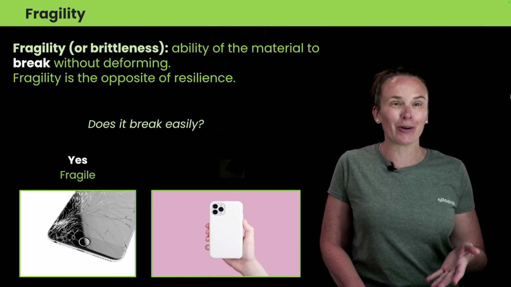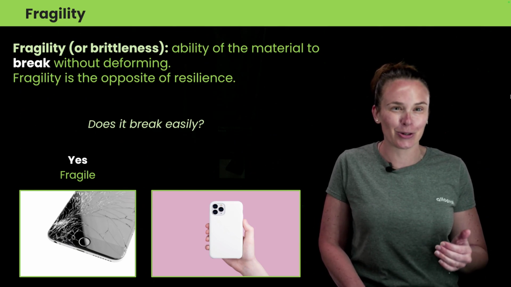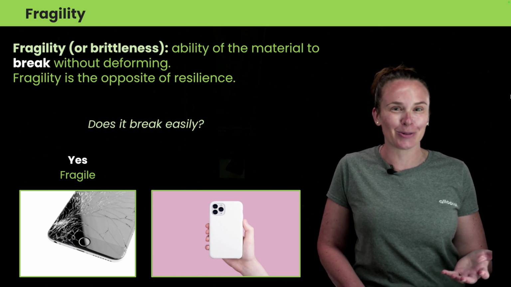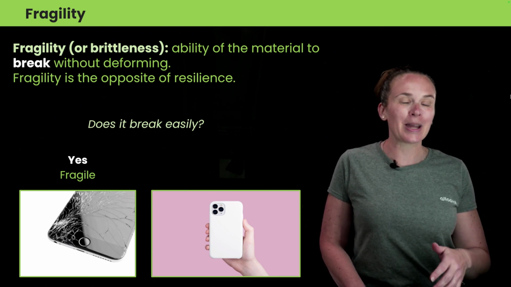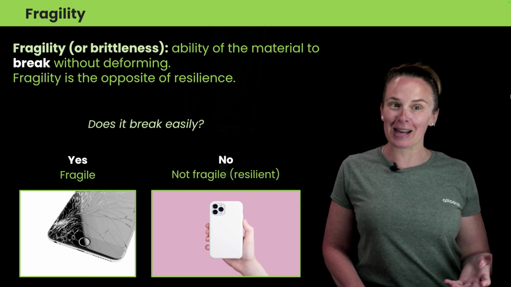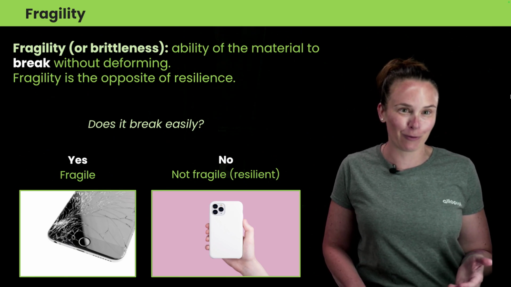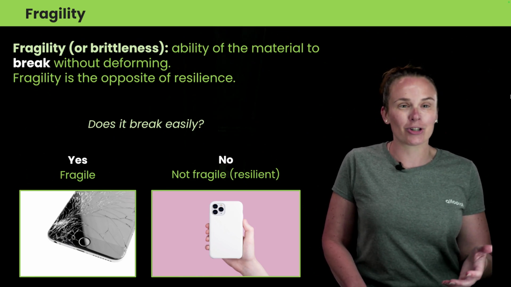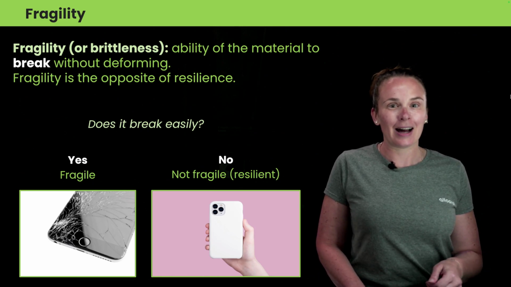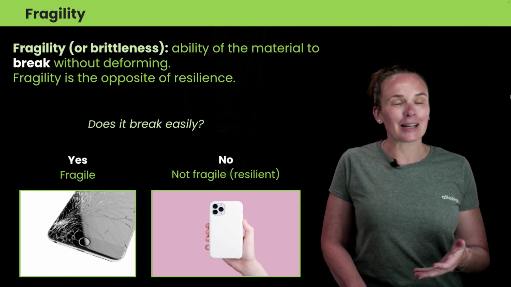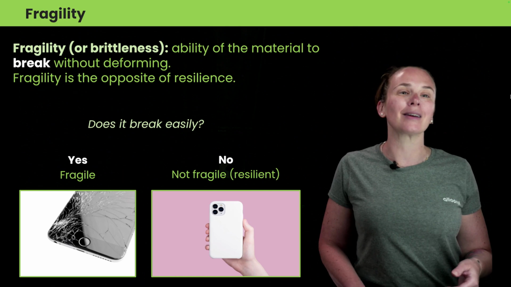When you drop your phone on the ground, the glass part of the screen can shatter if you don't have a case around it, which is why we have phone cases that are usually made out of plastic, and they are resilient, which means they're going to protect that phone from being broken or shattered, that glass from breaking. So again, when we have something that is fragile, it will break easily.